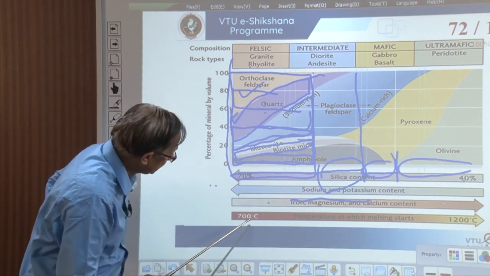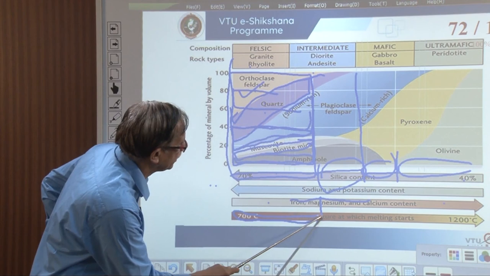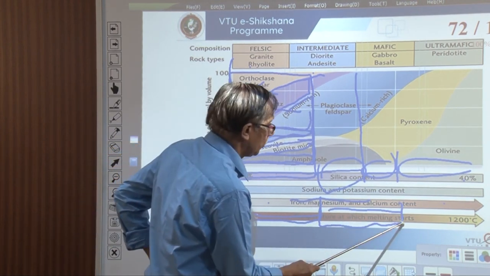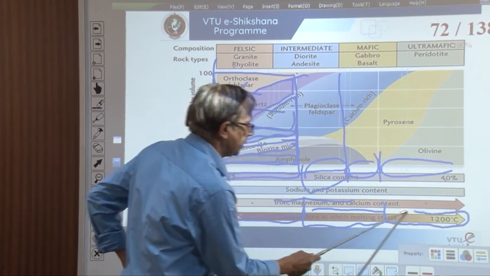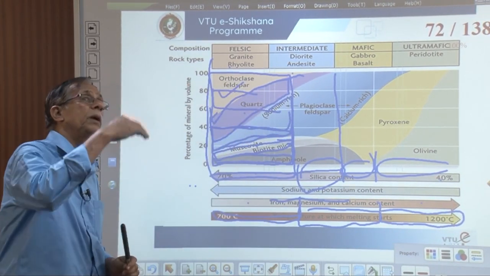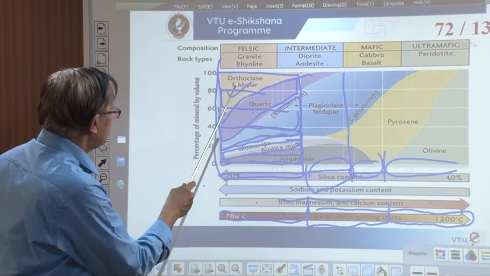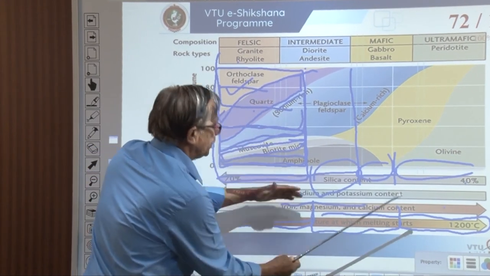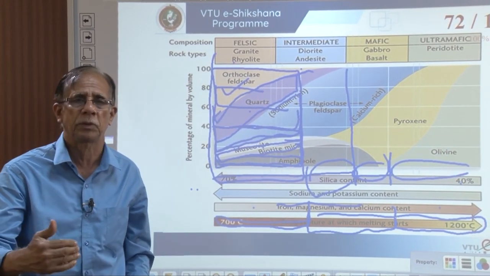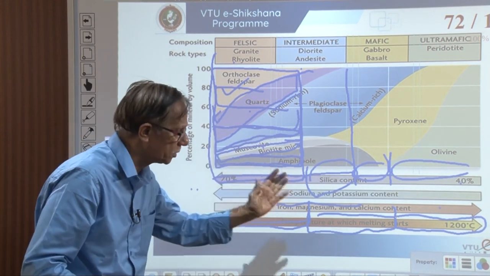These rocks are mostly formed at a temperature between 700 to say 900. These rocks are formed at a temperature between these, and these are mostly between 1100 to 1200 temperature. It means, as I go towards this direction, temperature of formation also varies. Now, if I combine all these, I can develop my simple classification approach. This is how I have evolved my classification scheme.